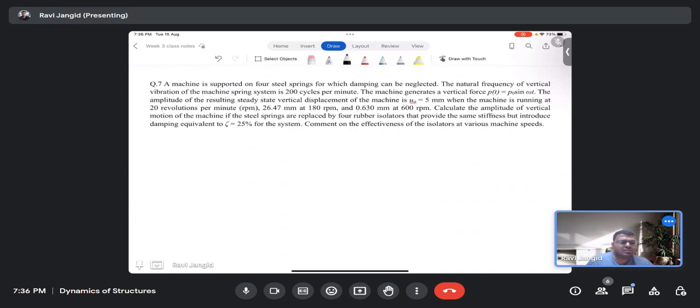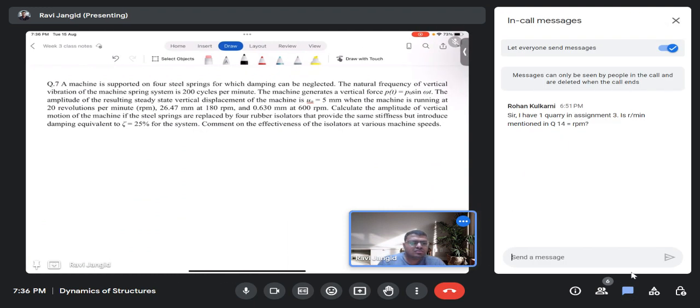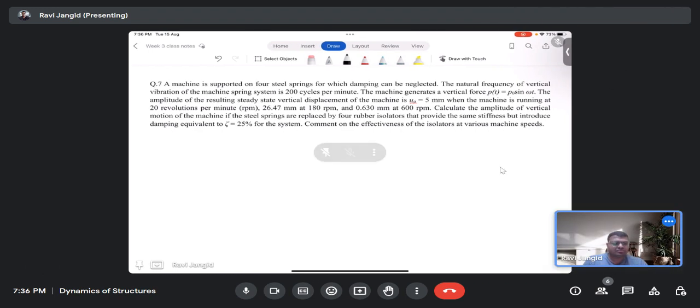In the chat box, someone has a doubt. He has one query: assignment 3, question 4 mentions radian per minute, and it is RPM. Yes, that is radian per minute, the same, I think. Or I will ask them to clarify what the issue is.